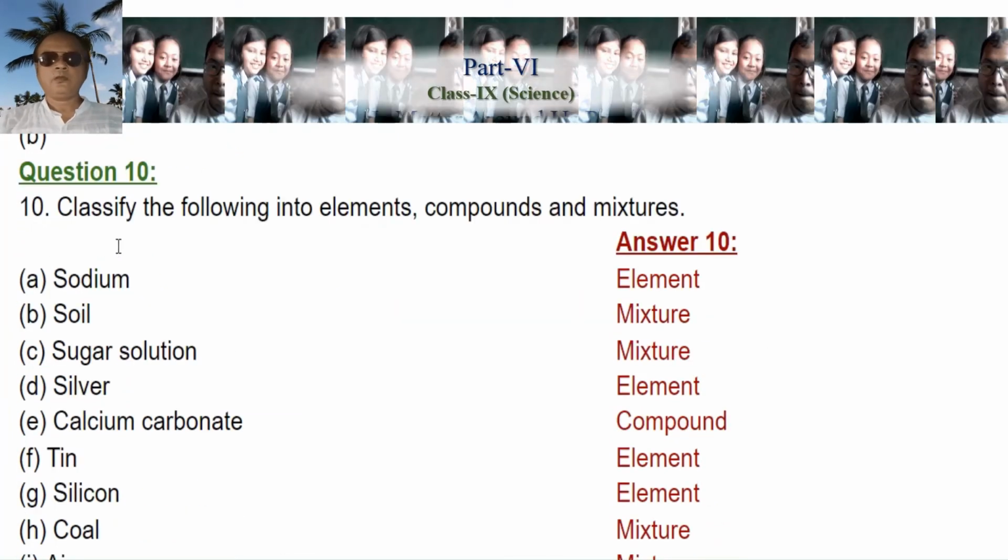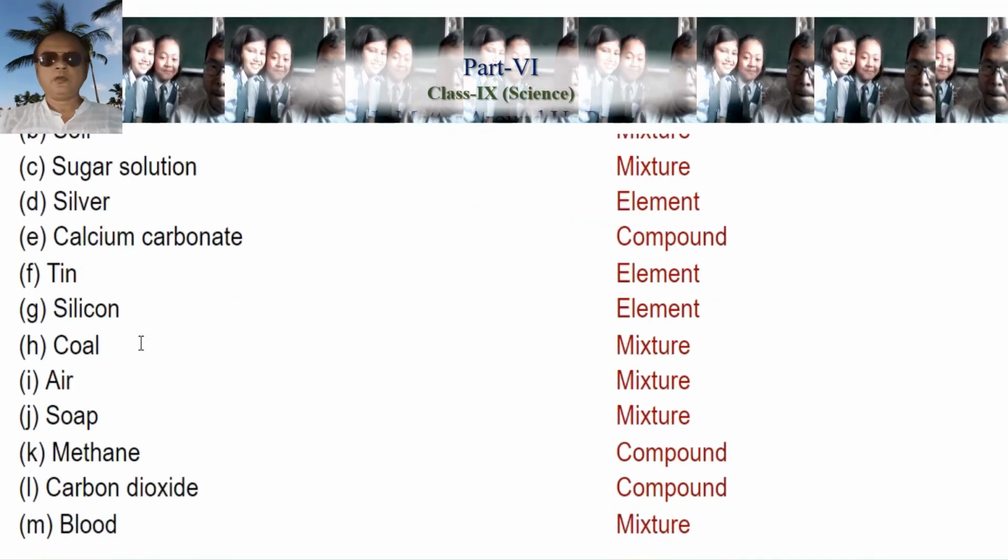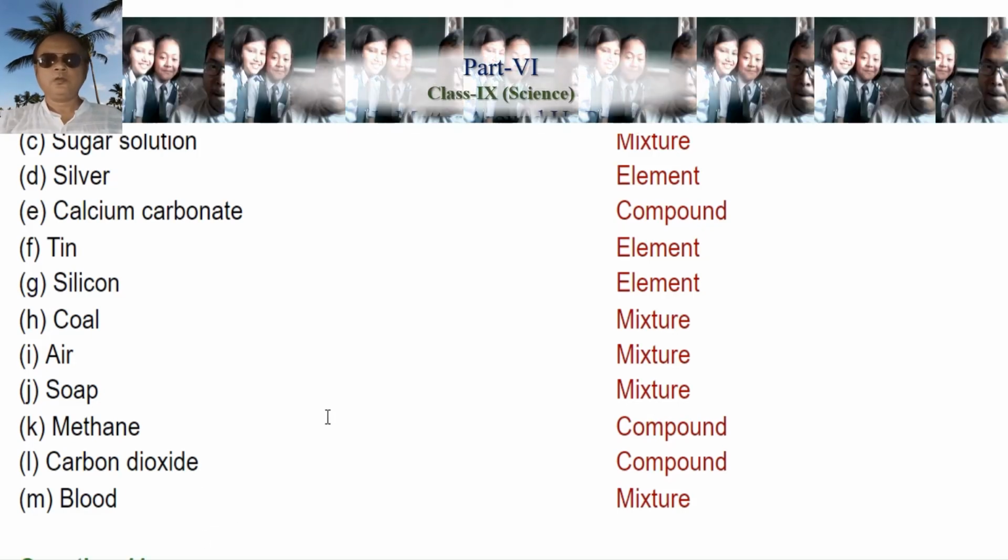Question number 10. Classify the following as elements, compounds and mixtures. So sodium is an element, soil is a mixture, sugar solution is a mixture, silver is an element, calcium carbonate is a compound, tin is an element, silicon is an element, coal is a mixture, air is a mixture, soap is a mixture, methane is a compound, carbon dioxide is a compound, blood is a mixture.